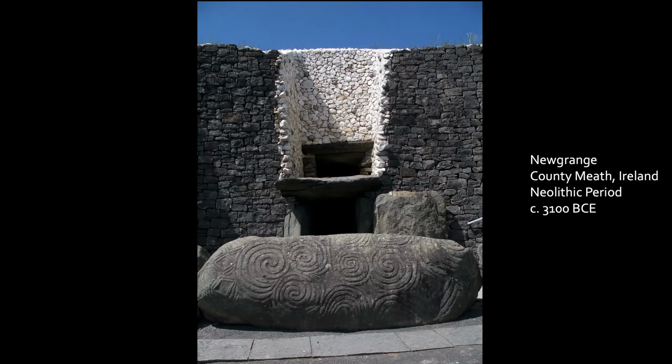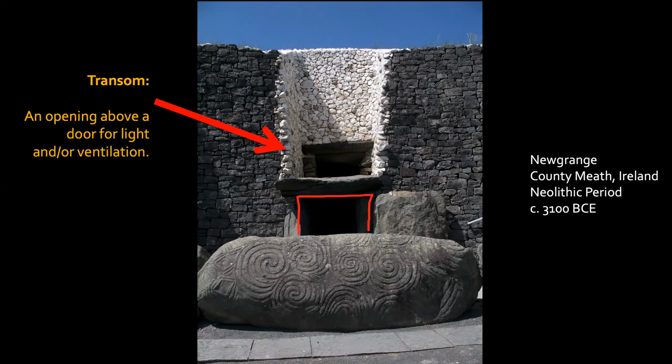Now there's a small entryway right here. And above the small entryway, we have an opening that is called a transom. A transom is an opening above a door for light and ventilation. Transom is a term we still use today in architecture, so it's just a term that applies to this opening.